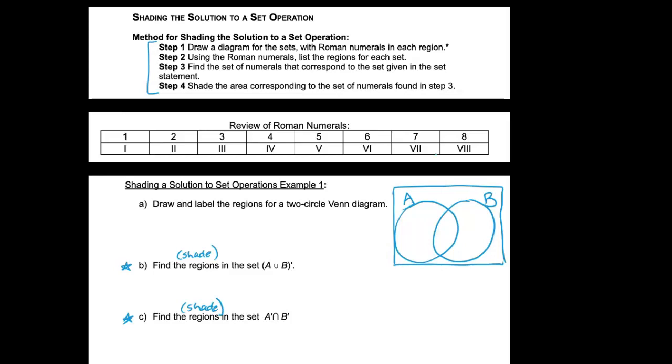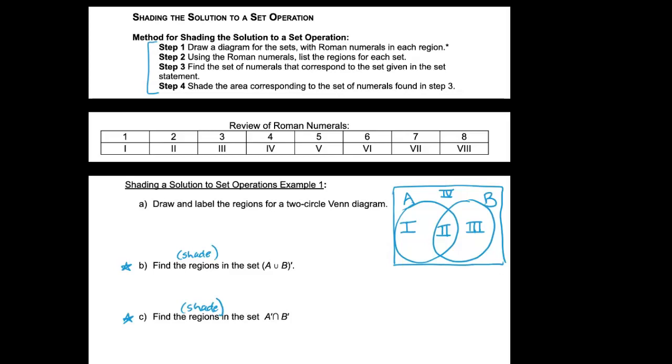Okay, so the way I'm going to label this, I'm going to label this region 1, this region 2, this region 3, and then the outside is going to be labeled 4. So there are 4 sections to this Venn diagram. There are always 4 when you have two circles. I'll label them like that.